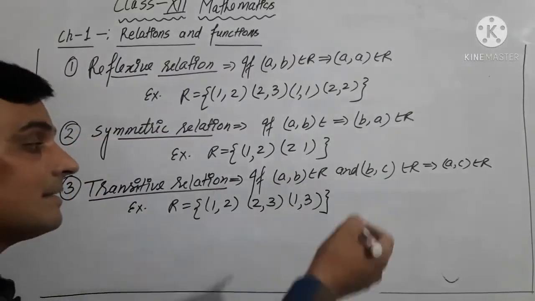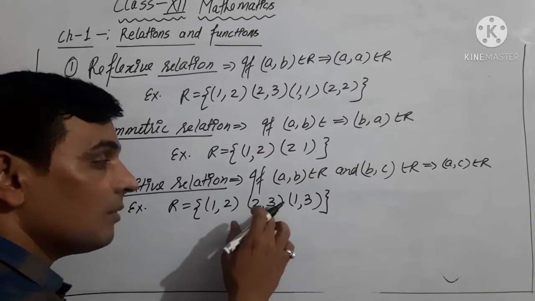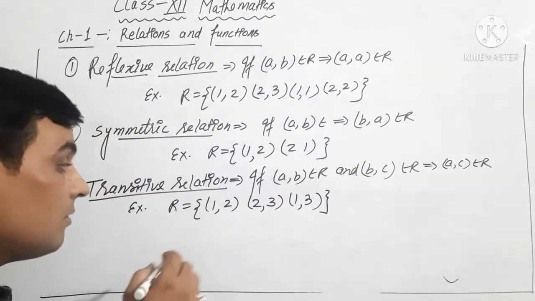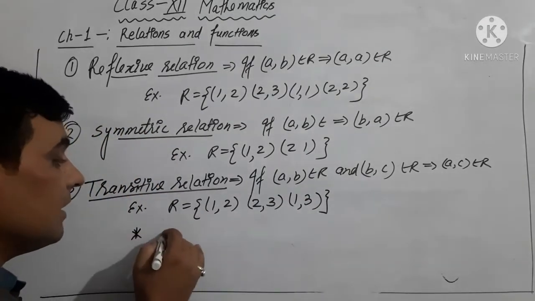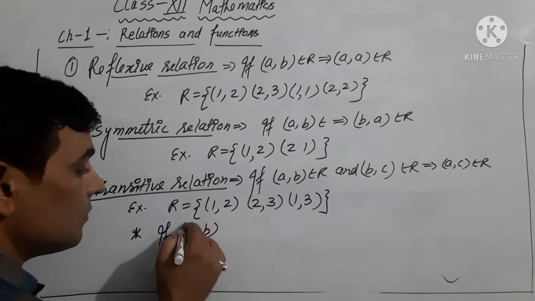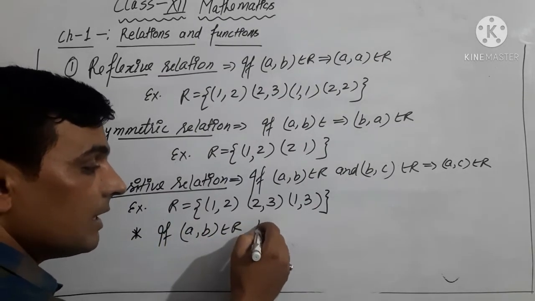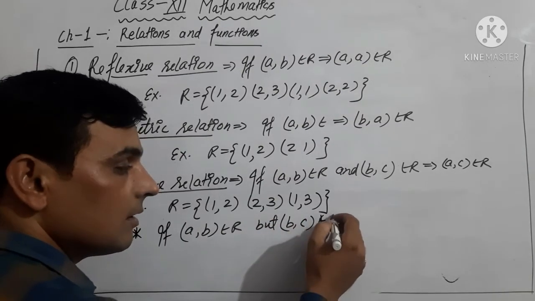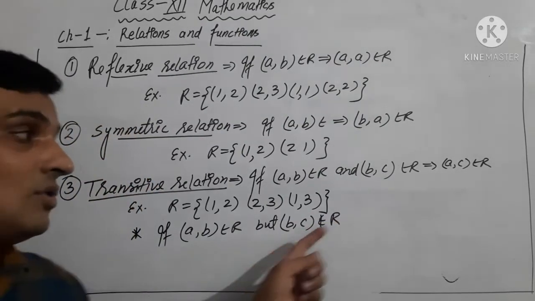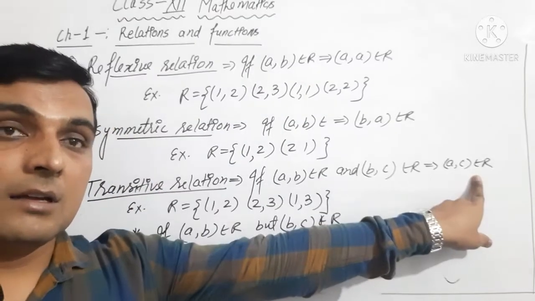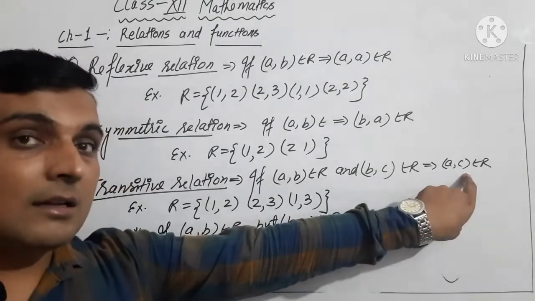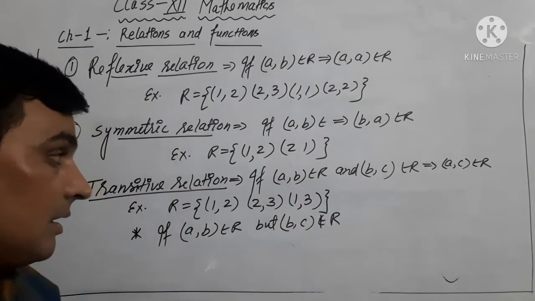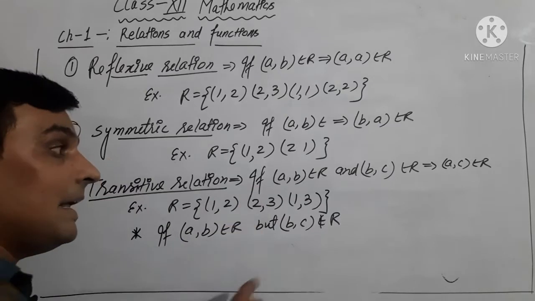Now I am checking for the other ordered pairs. A comma B belongs to R, but B comma C does not belong to R. Now one thing to note is that if A comma B belongs to R but B comma C does not belong to R, then we can't check this condition. If this condition fails, then the relation will not be transitive, and the relation will be transitive unless the condition is false.